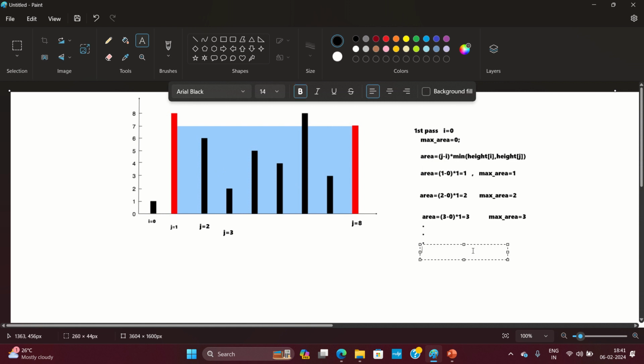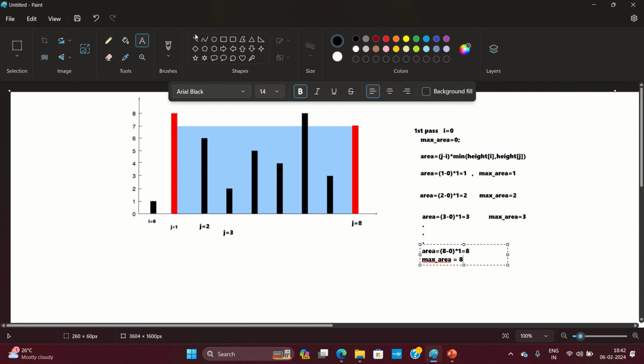So area is equal to, when j is equal to 8, it is 8 minus 0 times 1, that is equal to 8. And the max area will be definitely 8, because in this pass that is the maximum highest value we are having. Okay, you can do this comparison with a pen and paper at your home, right? And you will get to see that at the first pass max area will be 8.